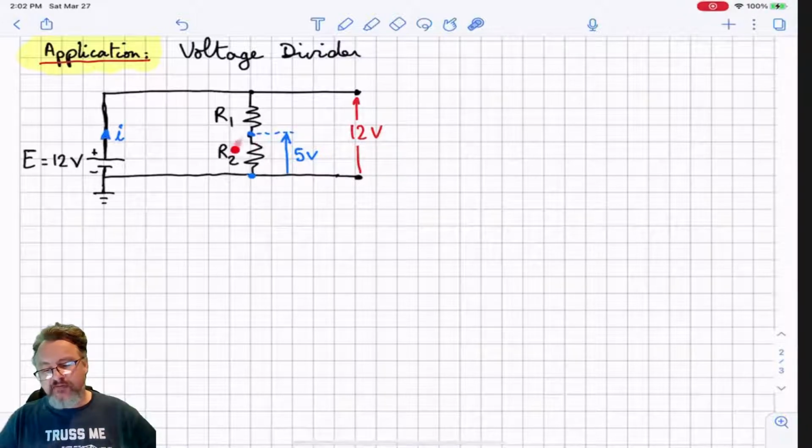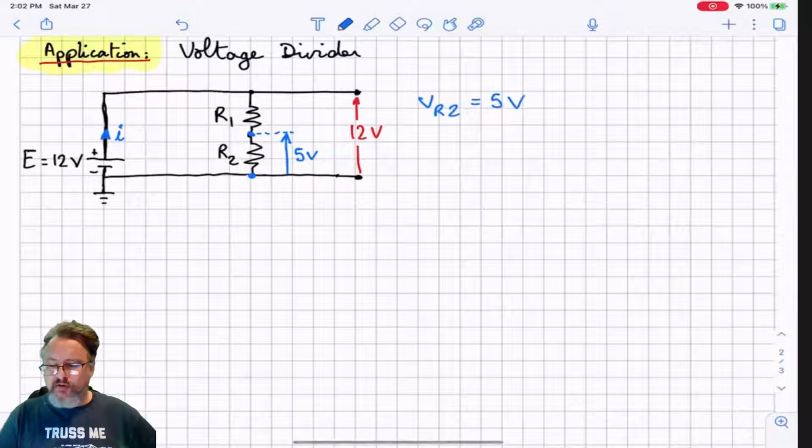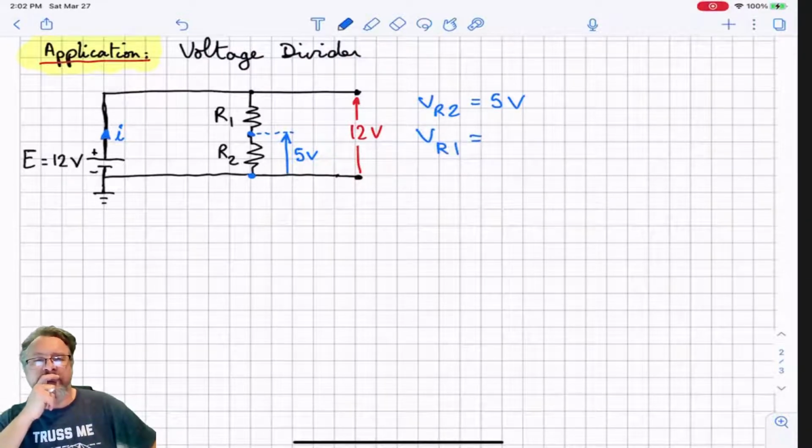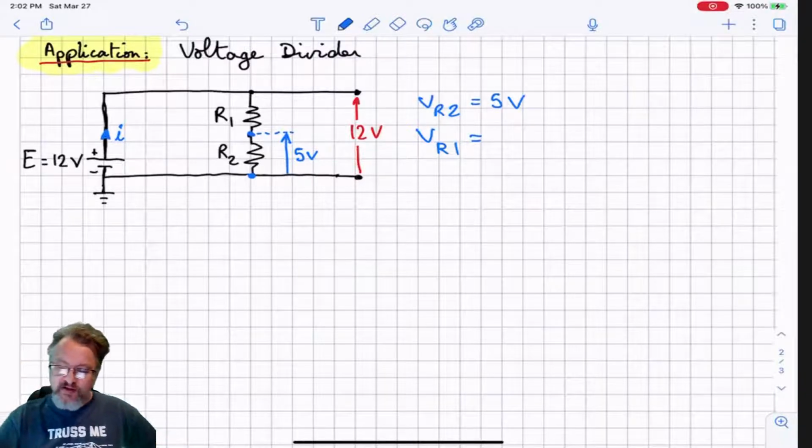By the way, if I have 5 volt dropped by R2, in other words, if VR2 is equal to 5 volt, what would automatically be the value of VR1? You can pause the video if you want a little bit of time to think about it. But remember what we wrote above, right? We have Kirchhoff's voltage law, that E was equal to VR1 plus VR2. So 12 is equal to 5 plus VR1. Therefore, VR1 will be equal to 7 volts.